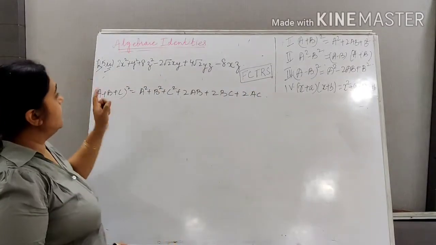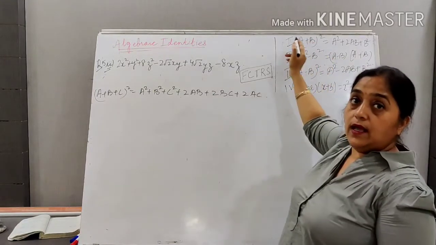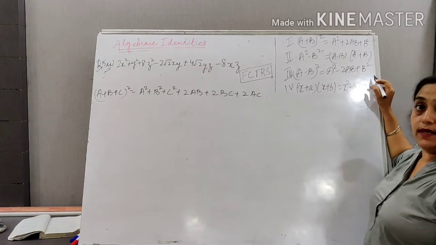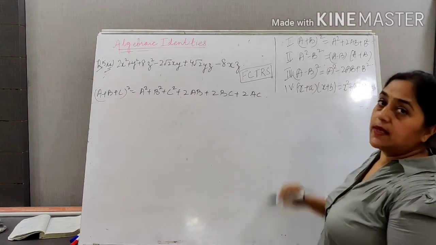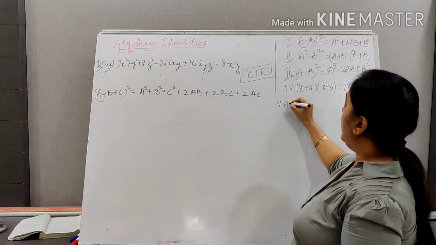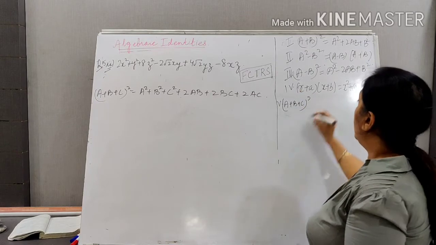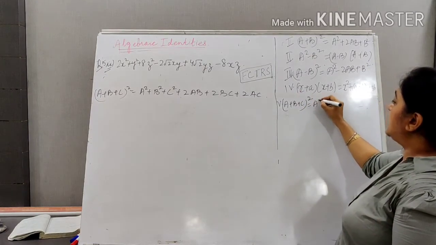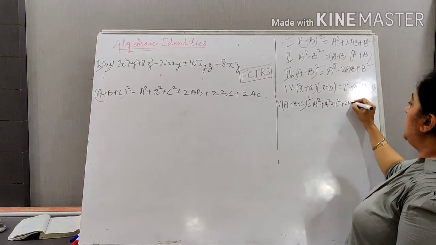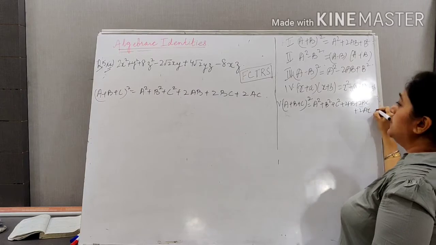Till now we have done 5 identities. The first identity was (a plus b) whole square, which contains 3 terms. (A minus b) whole square contains 3 terms. A square minus b square contains 2 terms. And this is the 5th identity, (a plus b plus c) whole square, which contains 6 terms: a square, b square, c square, 2ab, 2bc, plus 2ac.